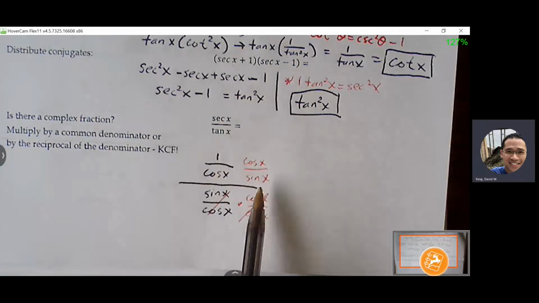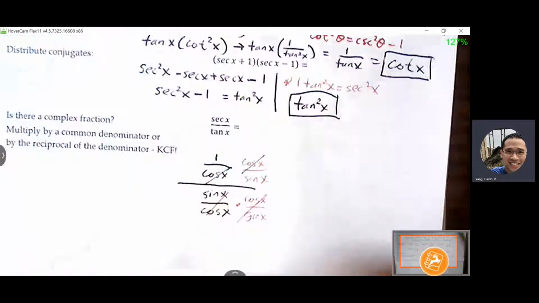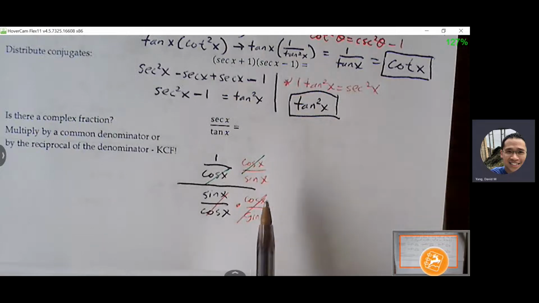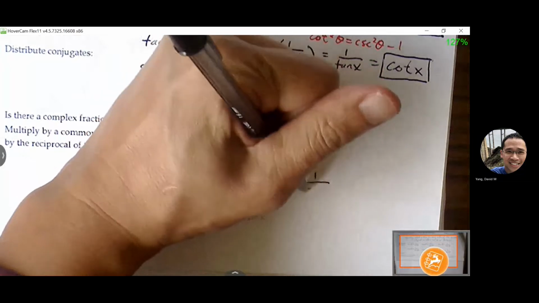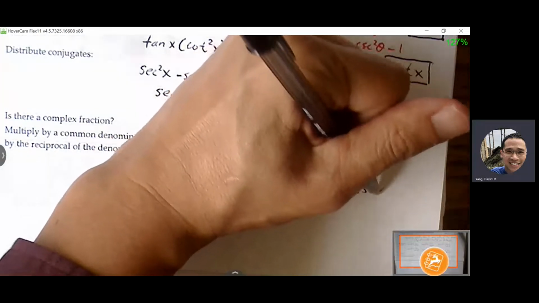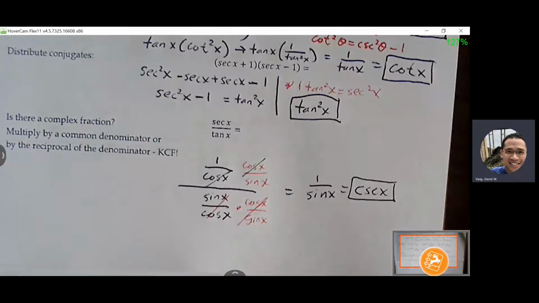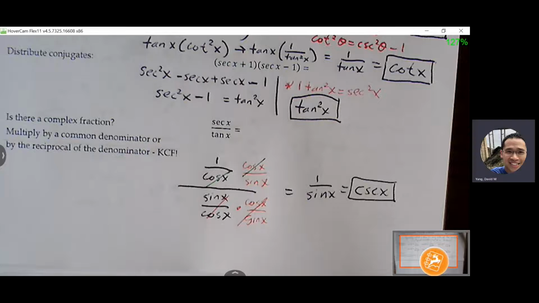1 over cosine times cosine over sine. Cosines can just go away. So all I'm left with is, careful, right? We don't just say sine of x. This is really 1 over sine of x. And what's the same thing as 1 over sine of x? Cosecant. Okay.